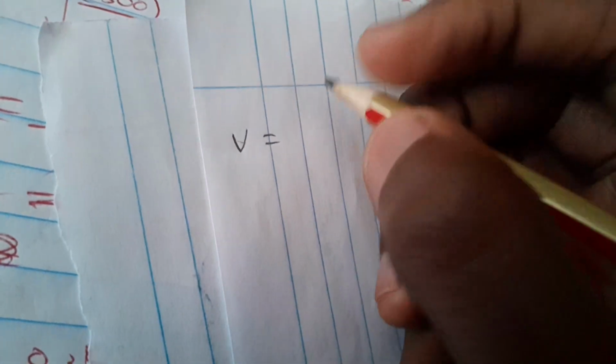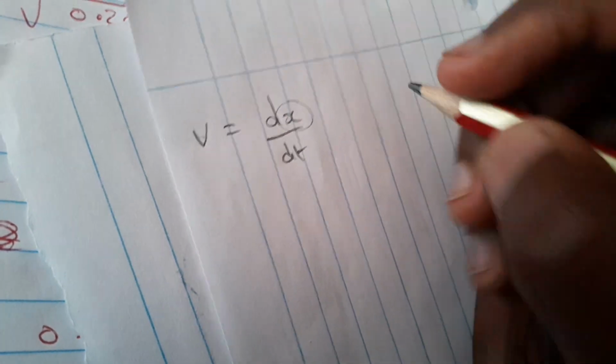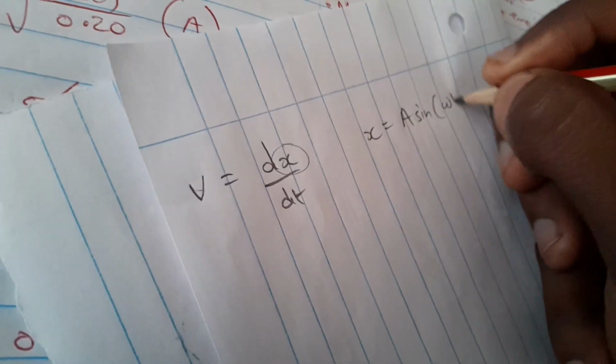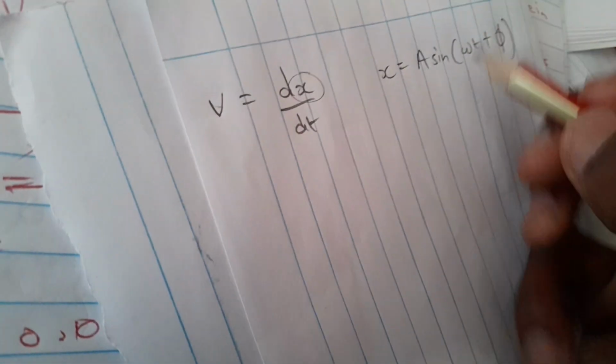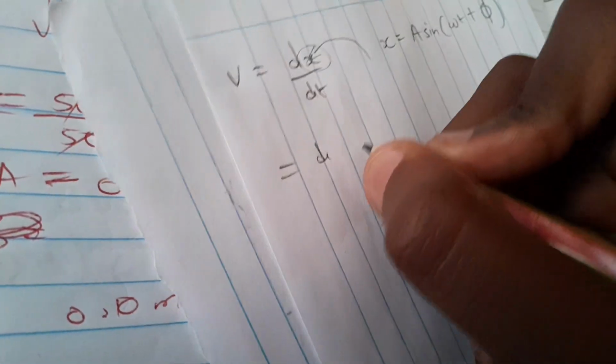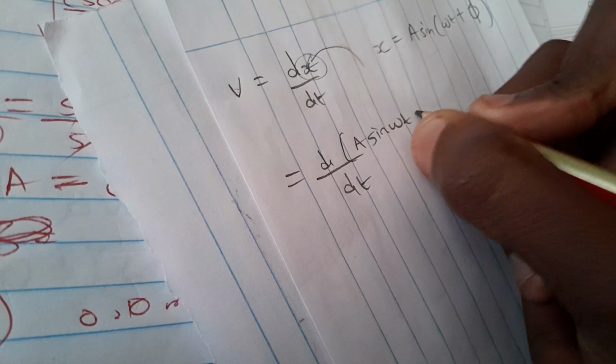Now I'm going to be deriving the velocity position function. So start off with the definition of velocity as a derivative. Velocity is the derivative of position in terms of time. Therefore here I'm going to substitute the position, so x is equal to A sine (ωt + φ). Therefore you put this here: d/dt of A sine(ωt + φ).